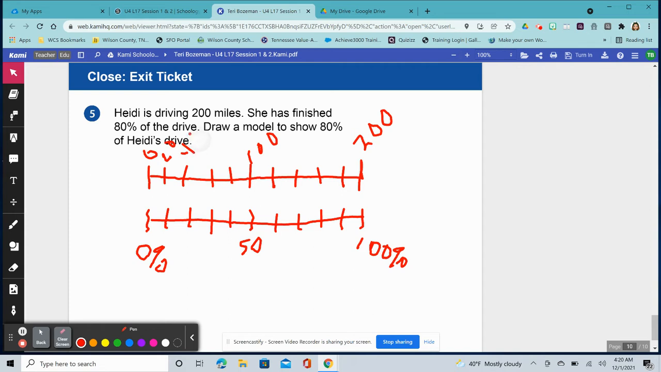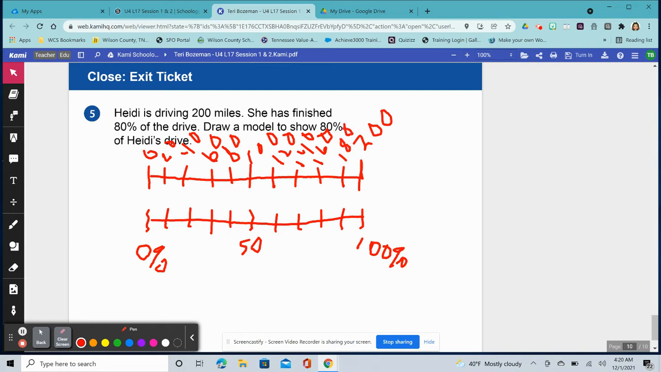20, 40, 60, 80, and then we have 100, and then 120, 140, 160, 180, and then we have 200.